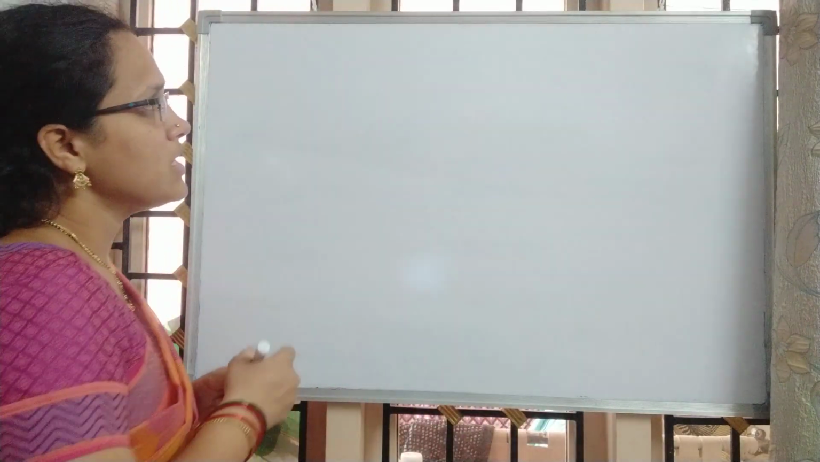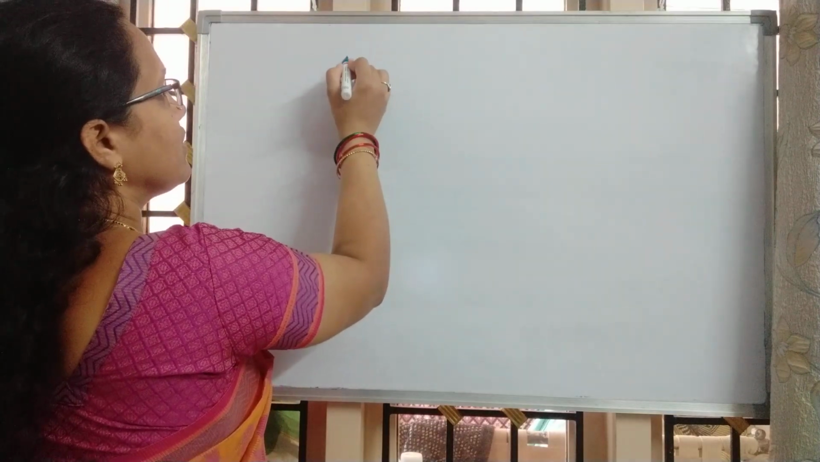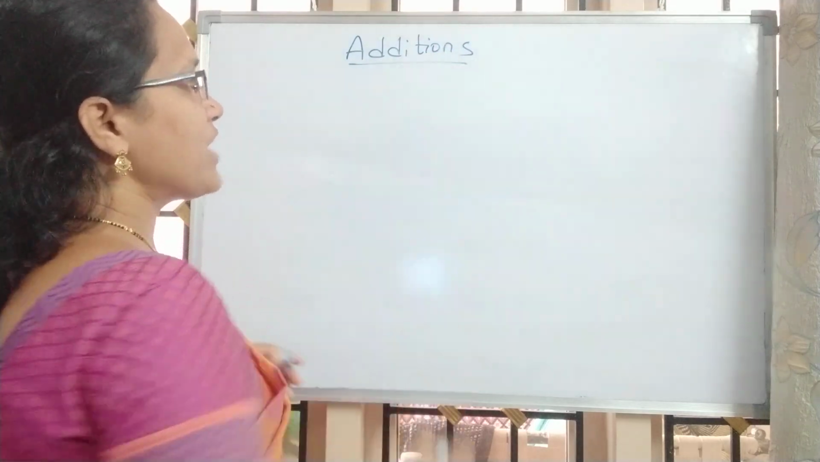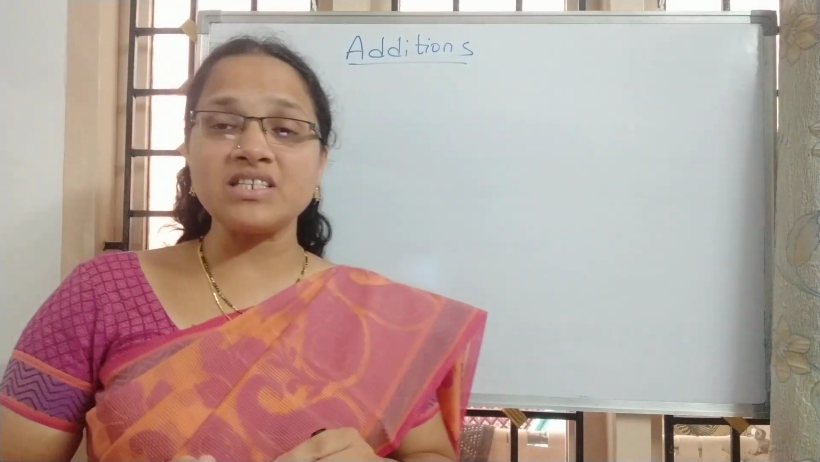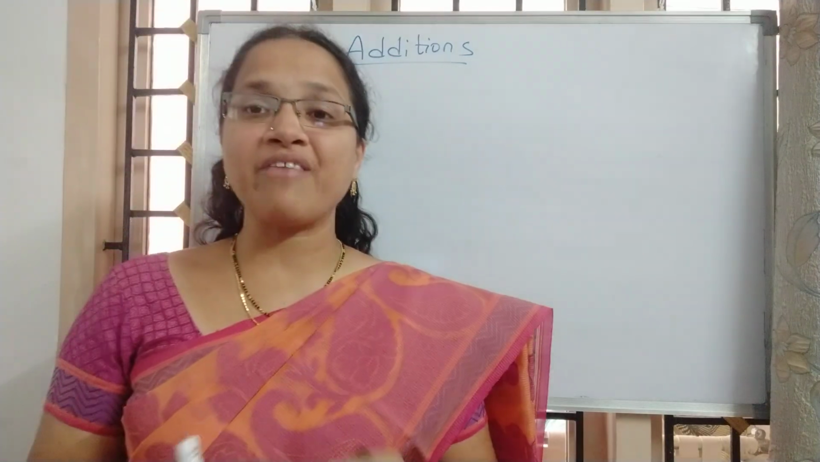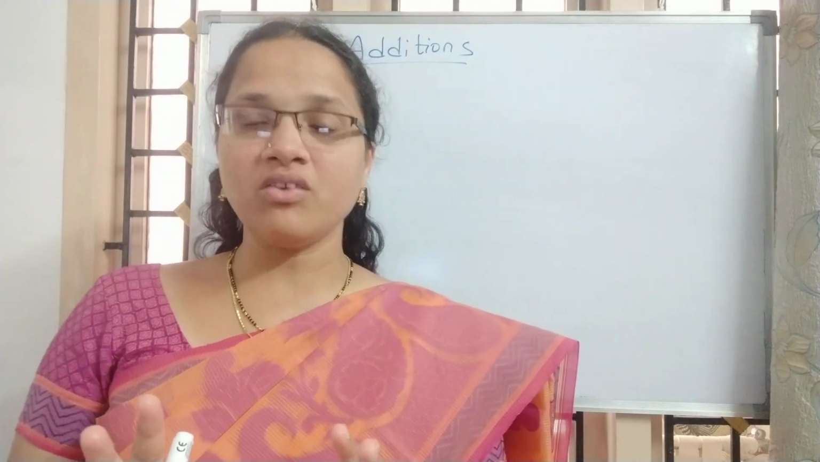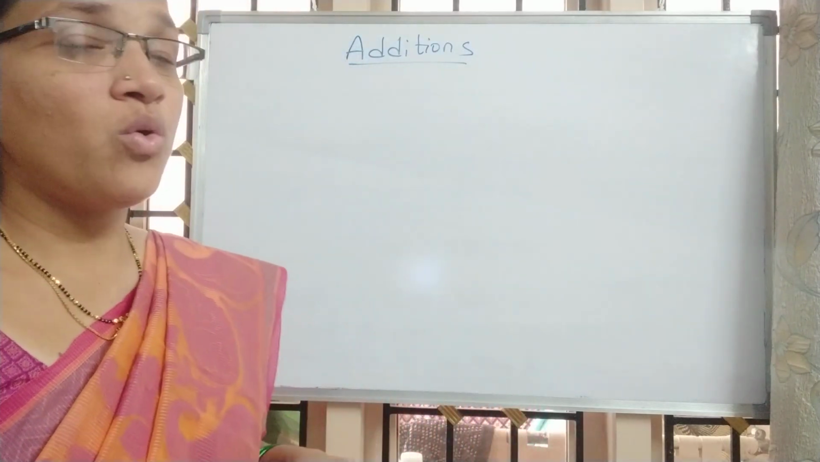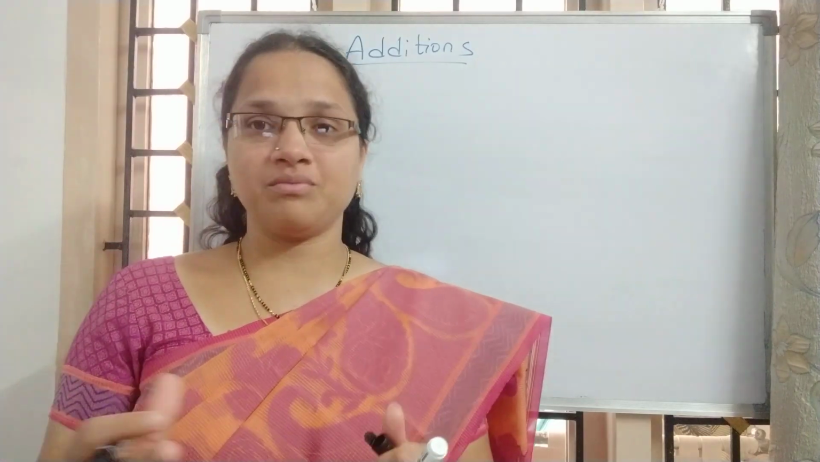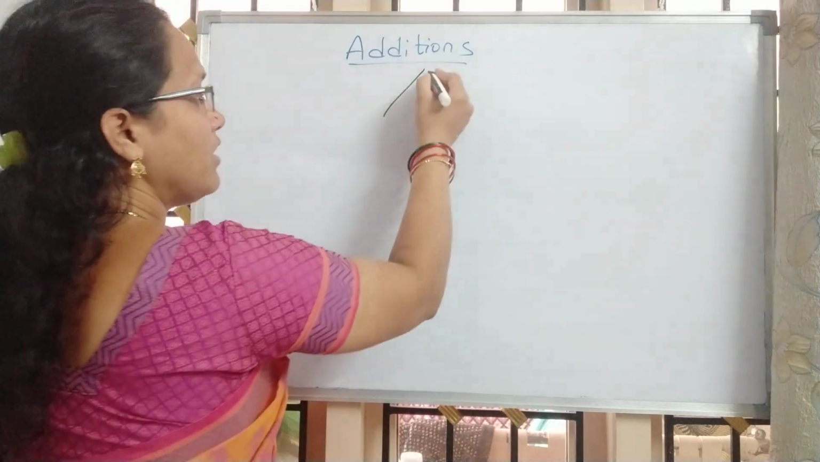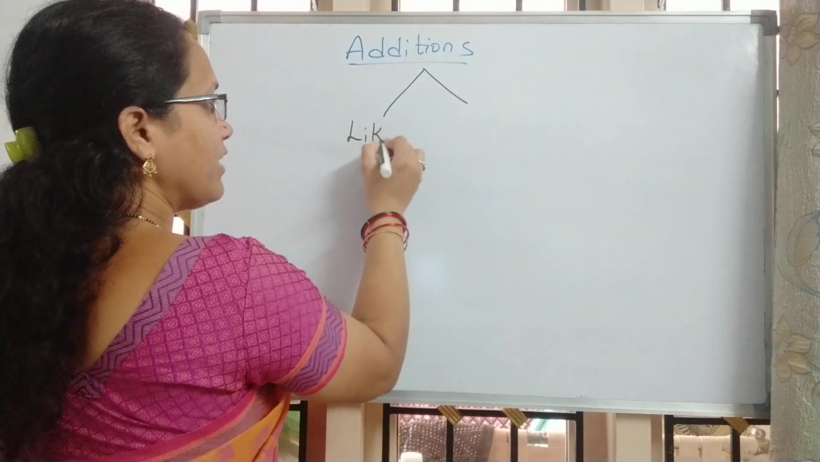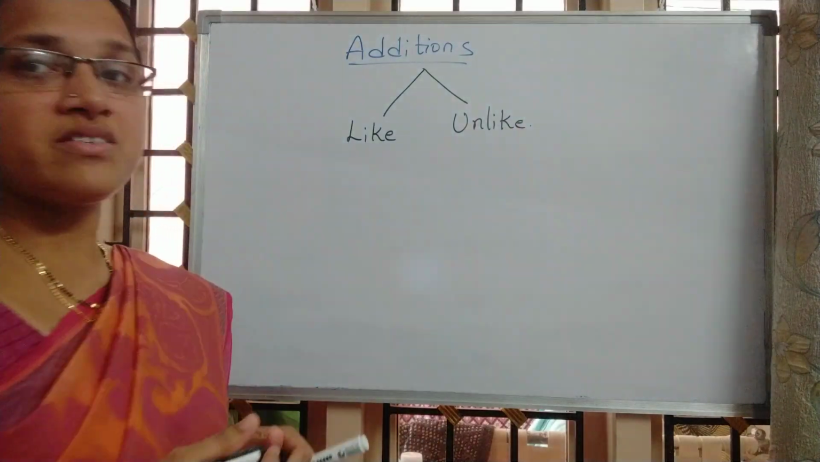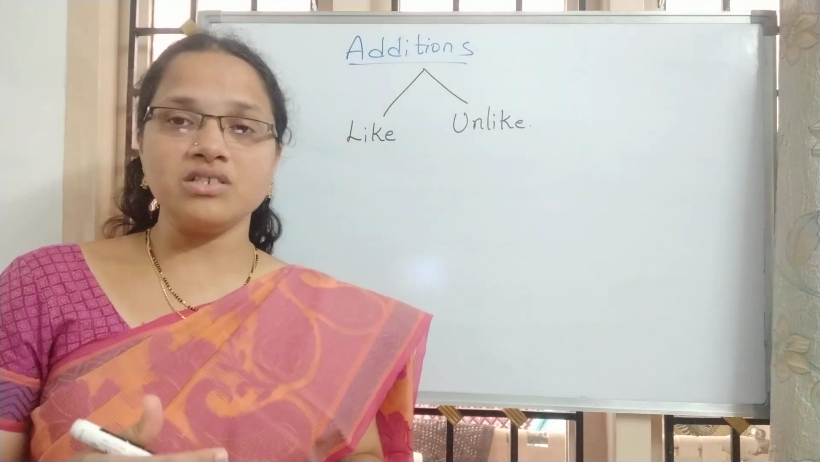So, in fractions, if you start with additions, as in the previous videos, here also we have two types of fractions. You remember that, no? We have like fractions and unlike fractions. There are two different things. How did we compare the like and unlike? One is like and the other one is unlike. Now let us see some examples of how to do additions for the fractions.